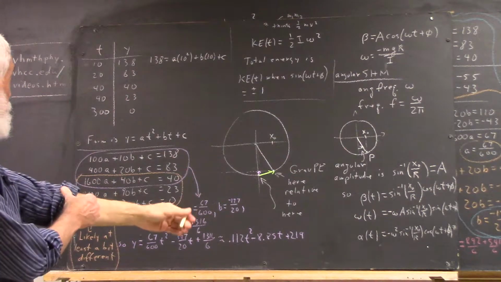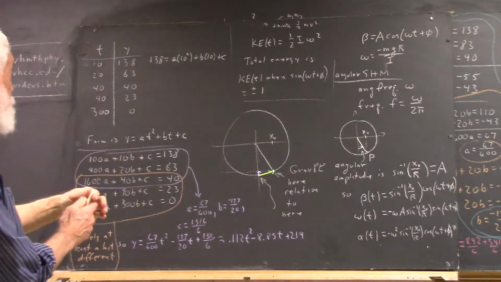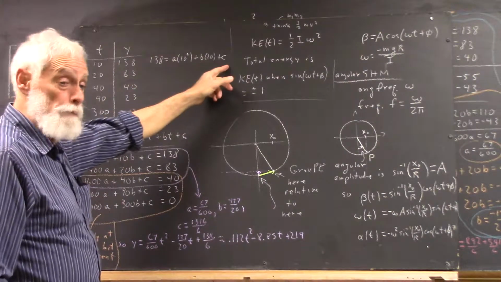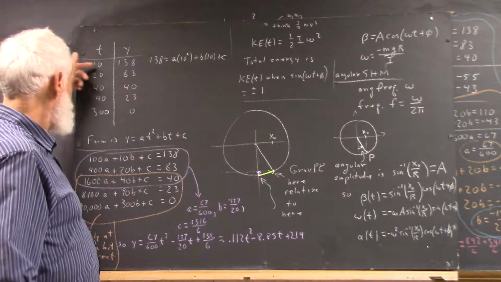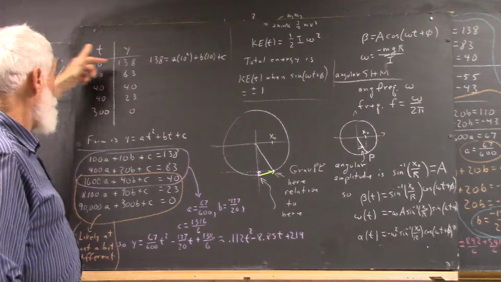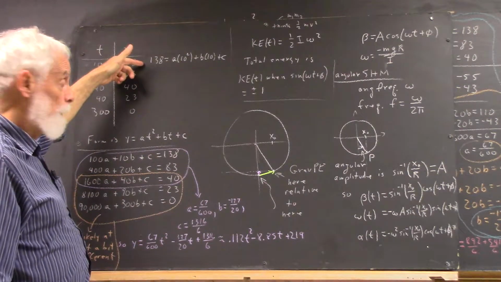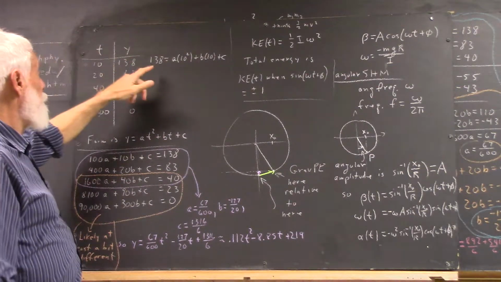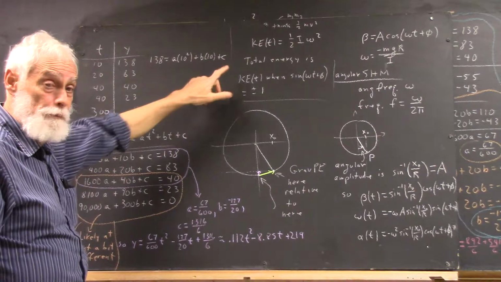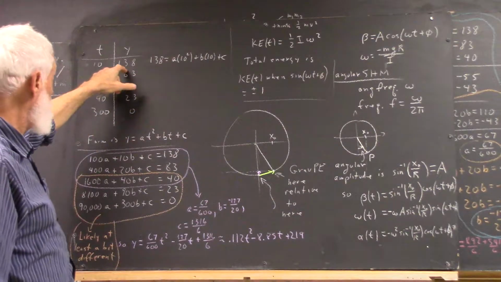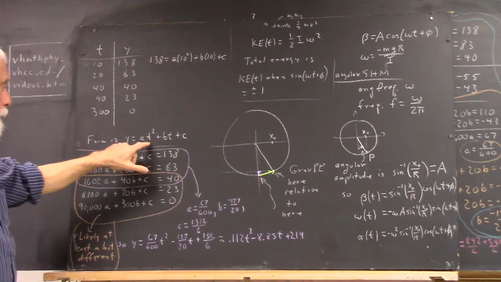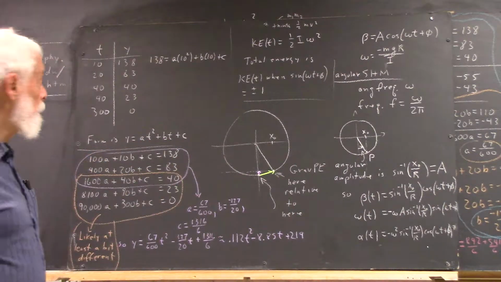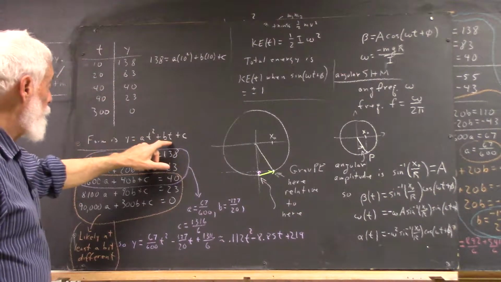And from each line of the data, from each observation, each time and each depth, we get an equation by substituting the y value for y in the form y equals at squared plus bt plus c, substituting the t value.